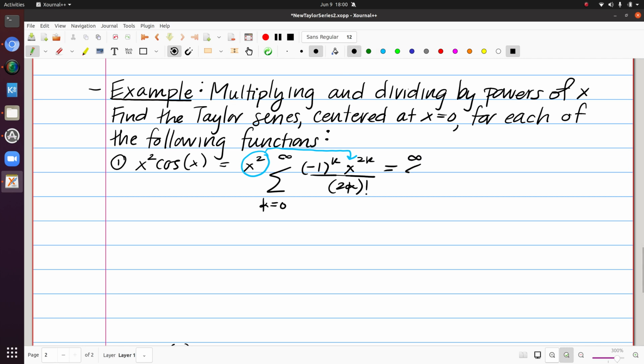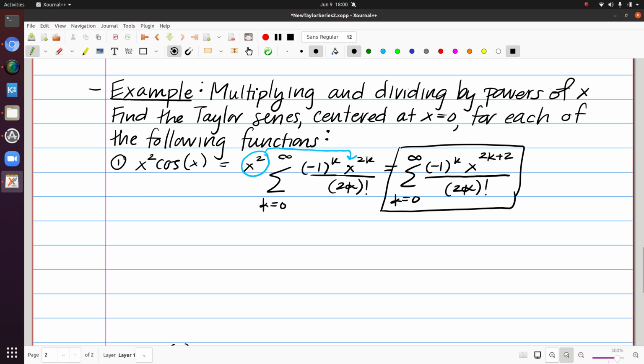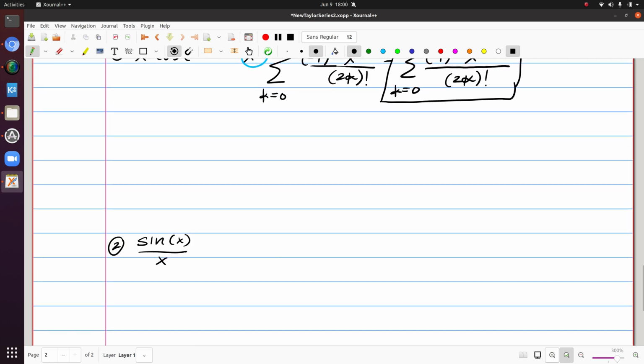So what happens is that the x to the 2k now becomes x to the 2k plus 2 by bringing in that x squared term. So this would be, consequently, the Taylor series for x squared times cosine of x. Dividing by x is very similar. Here, you could think about sine of x. Again, let's write what that Taylor series is. Here we have that, and we're going to divide by x.